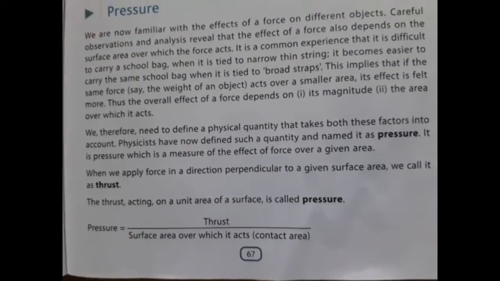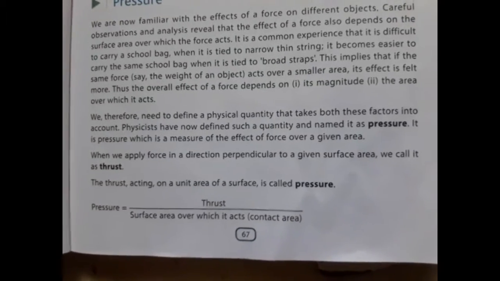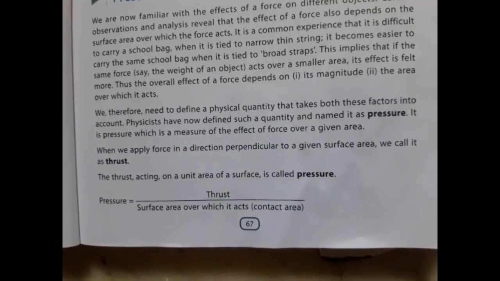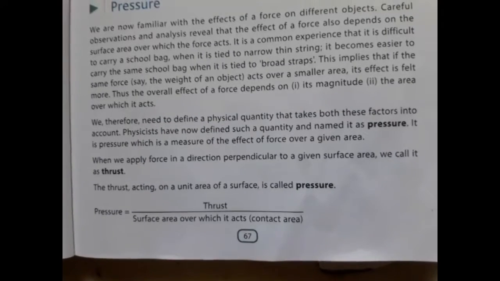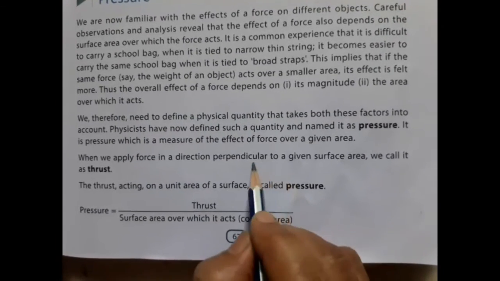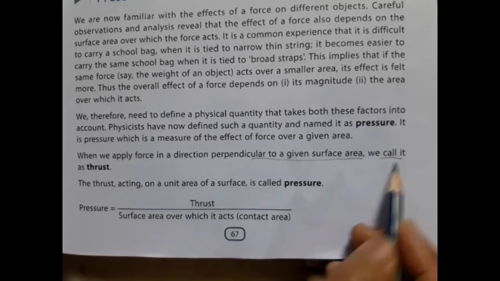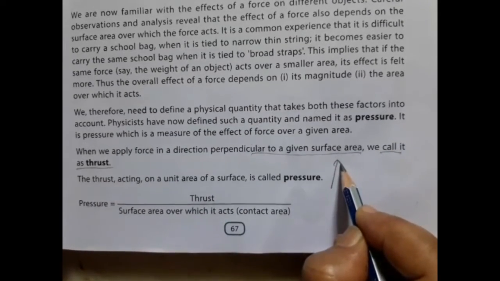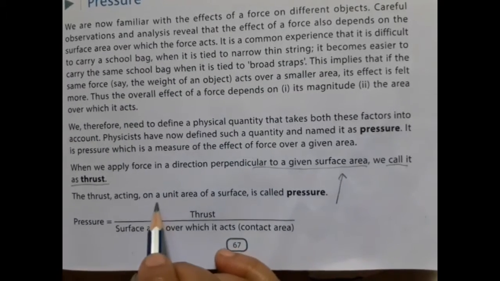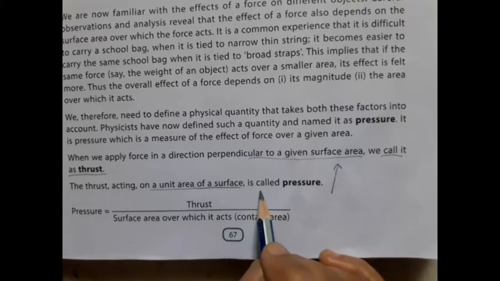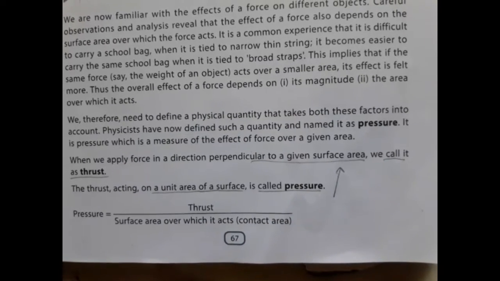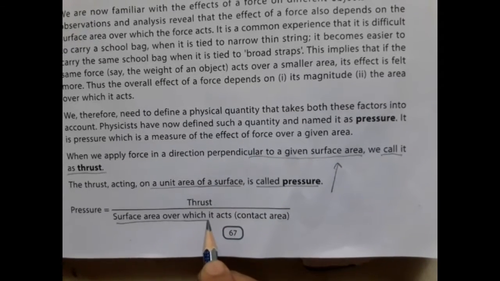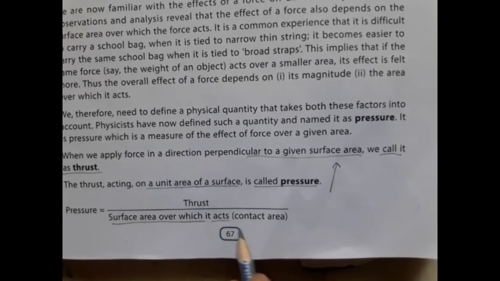Now, this physical quantity takes both these factors into account. This quantity is named pressure. When we apply force in a direction perpendicular to a given surface area, we call it thrust. Thrust acting on unit area of surface is called pressure. Pressure equals thrust divided by surface area over which it acts, that is contact area.